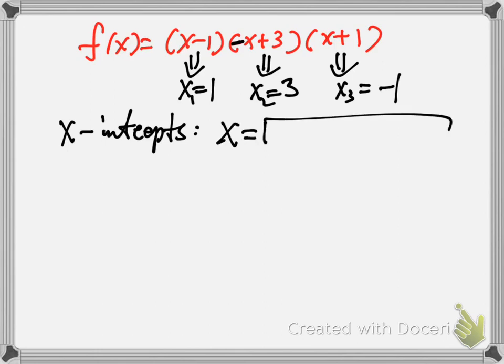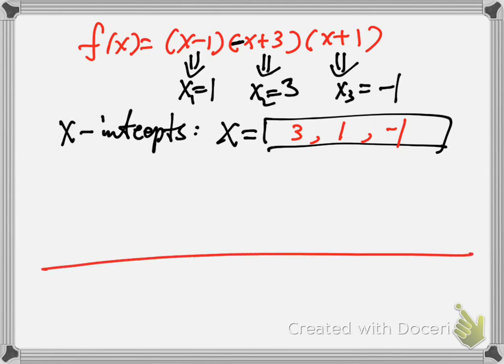So in the exam, it looks like this. X is equal to a box, answer box. Then you put 3, 1, -1. The order doesn't matter. Now let's draw the line, cut the line, and then put positive negative sign. So here is -1, 1, and 3.